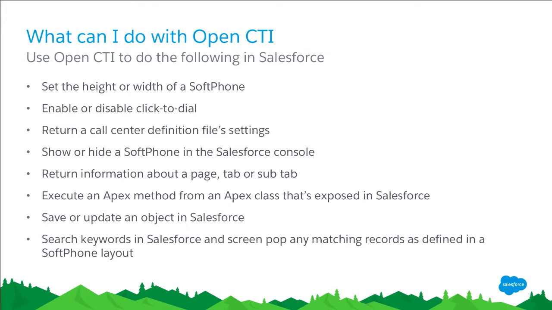So just for people who really don't know what OpenCTI is, what you can do with it. Basically, this is a library, a framework where you can first set the height or width of the soft phone if you want to take a small part of the page or not. There's a feature we call click to dial, where every phone number that you see on the Salesforce page becomes clickable once you enable or disable this OpenCTI method, click to dial. And you can do a lot of things. You can read some of the features.